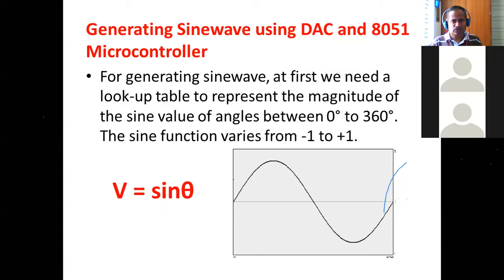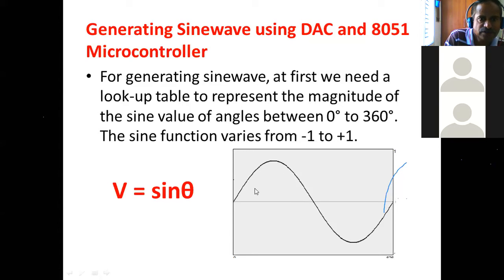So a square wave of 0 and 5 volts is generated depending upon the delay. Yes, but now we are generating a sinusoidal wave. See, for generating sine wave, see the circuit of the sine wave. This is the sine wave.